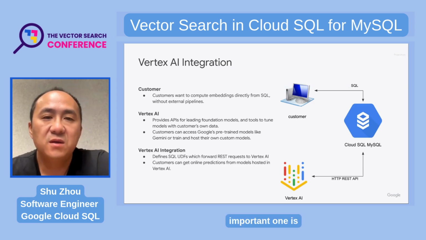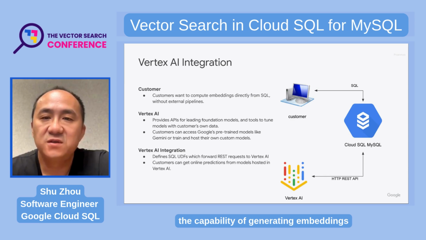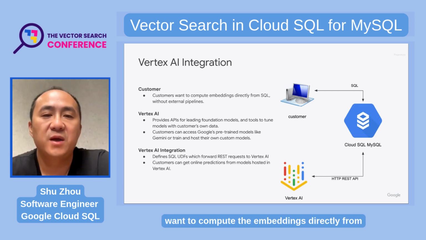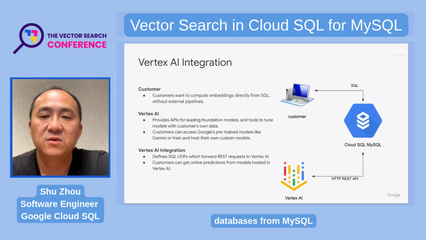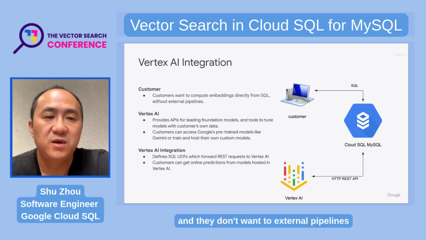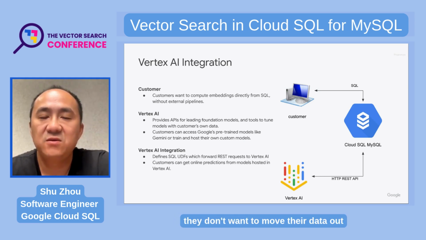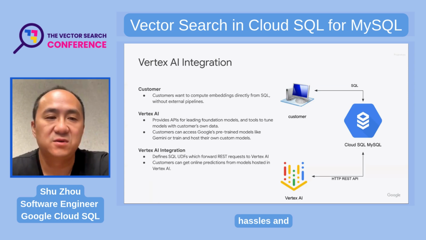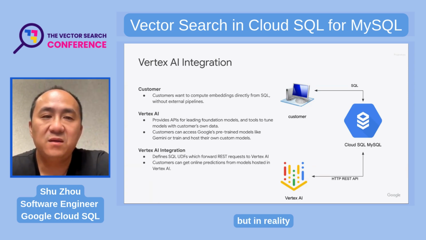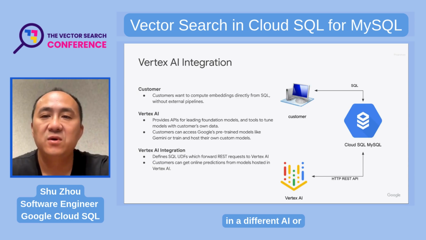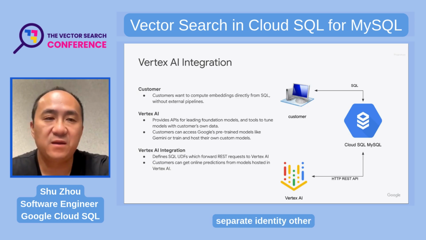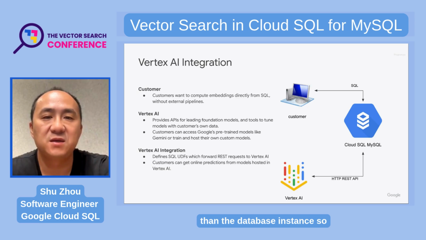Another important one is the capability of generating embeddings. So basically, customers want to compute embeddings directly from the SQL databases, from MySQL. And they don't want external pipelines. They don't want to move their data out and back in. They don't want all these hassles. But in reality, many of these features are now available in a different AI or ML system that is totally a separate entity other than the database instance.